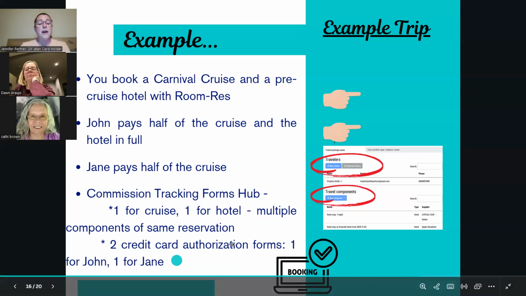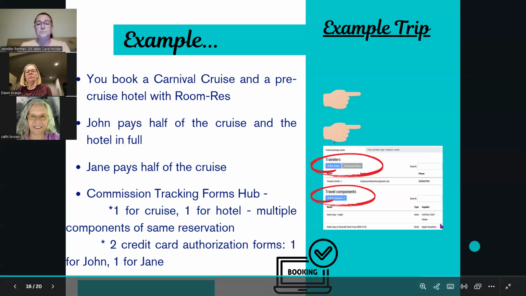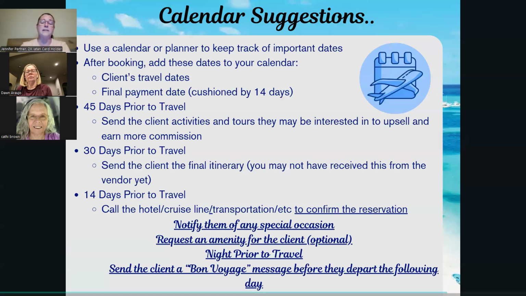But for the credit card authorization forms, for this example, you're going to need one credit card authorization form for John for the Carnival Cruise, and one for RoomRes for John, right? Because he's paying half of the cruise and the hotel in full. And for Jane, you're going to need one for her portion of the cruise. Okay, so I hope that helped and makes sense.